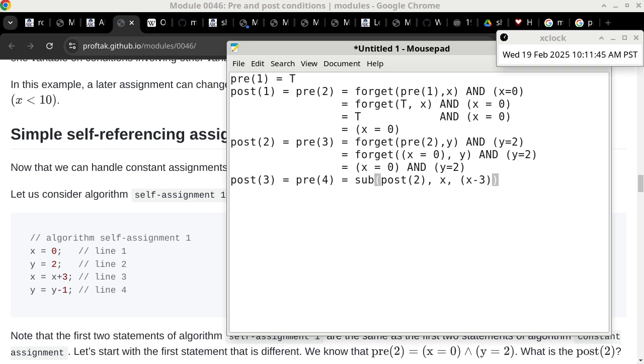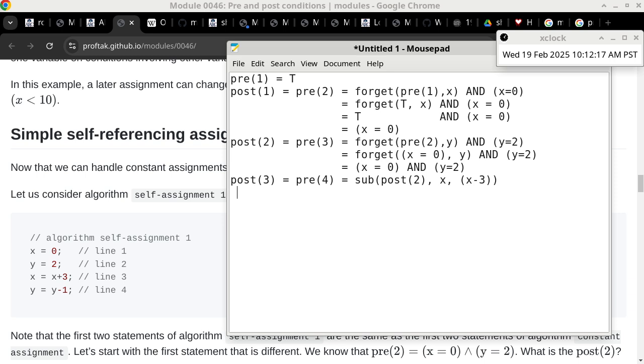Okay. In other words, what this is saying is everything that we knew about x is still true. However, every time you see x, you need to replace it with x minus 3, because what line 3 is doing to x is to increase the value of x by 3. Are we doing okay so far with that concept? So x minus 3 is really just the inverse function.